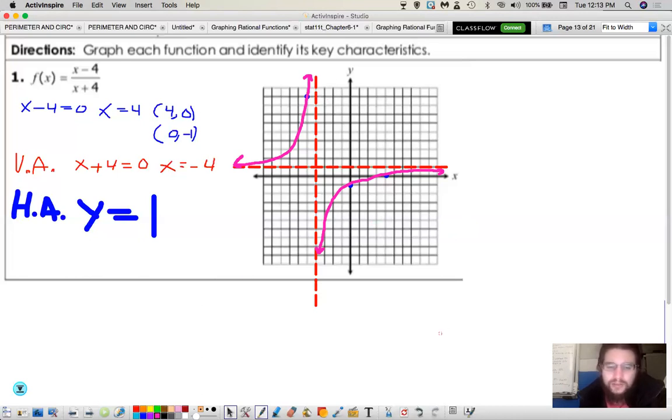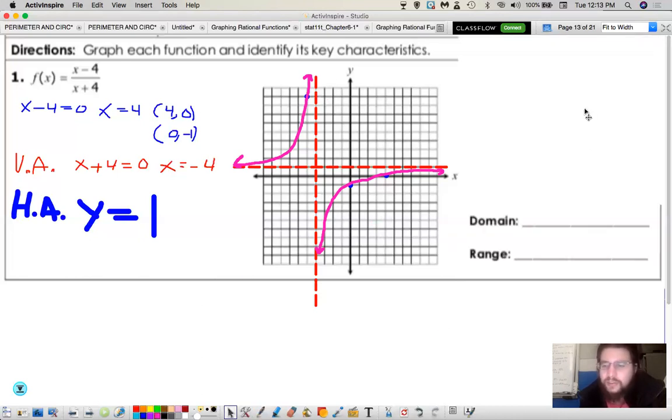If you notice, this is going to ask you for domain and range. Domain is just split up by your vertical asymptotes. Range is split up by horizontal asymptotes. We're not worrying about that right now. We don't have time for all that.